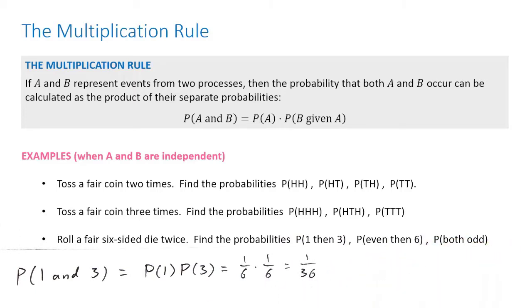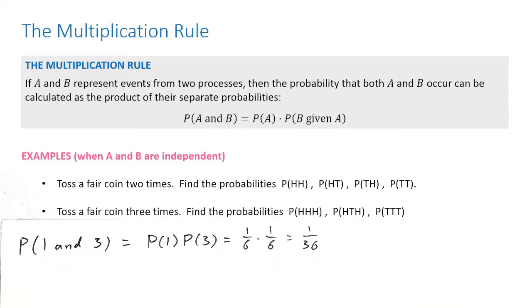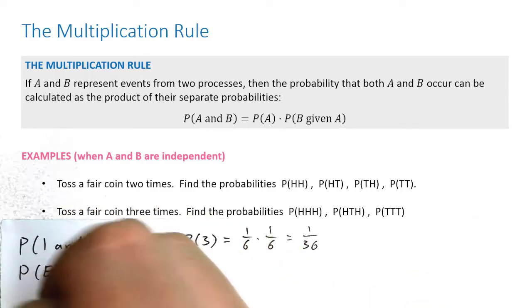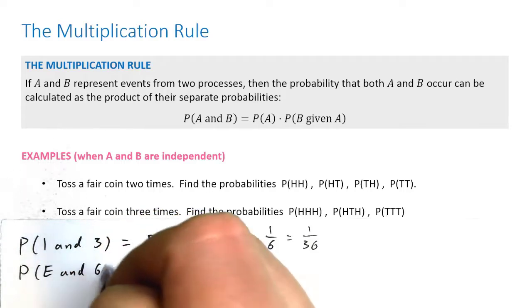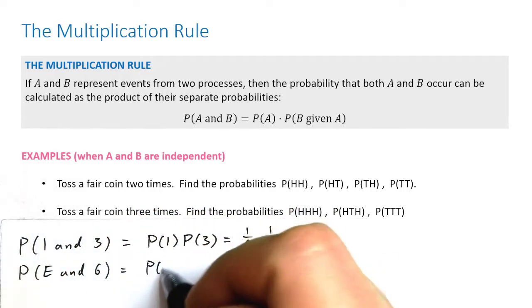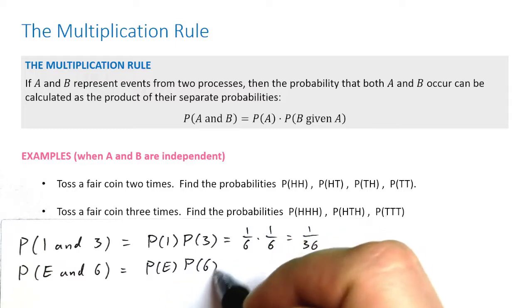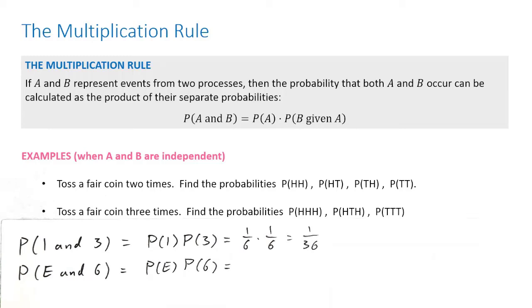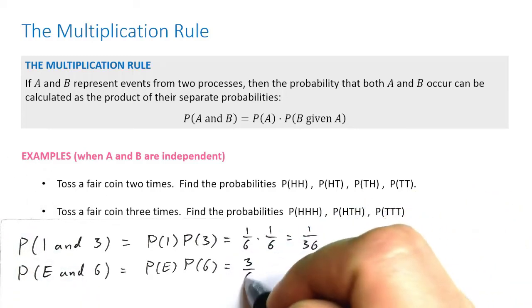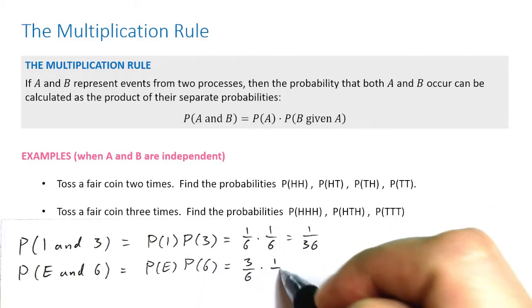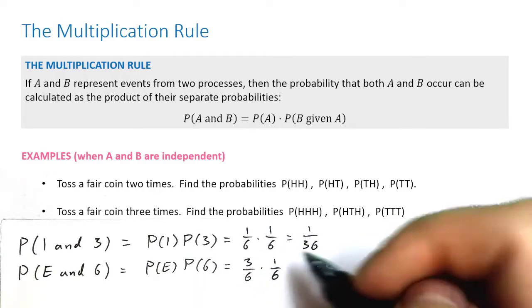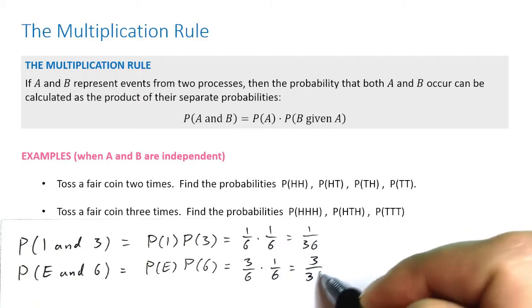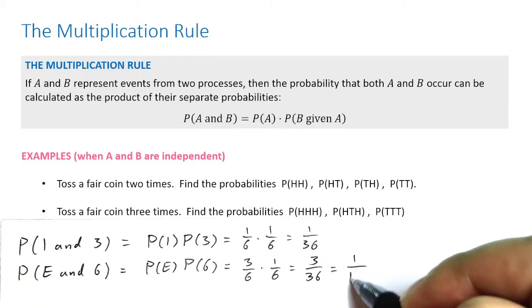That's 1/36. What about an even and then a 6? Probability of even and then a 6 is going to be the probability of even times the probability of 6. These are independent events. And the probability of getting an even number, well, there's 3 even numbers, 2, 4, and 6, that you could get on a die out of 6 possibilities. And the probability of getting a 6 is 1 out of 6. So this is 3 out of 36, or it simplifies to 1 out of 12.